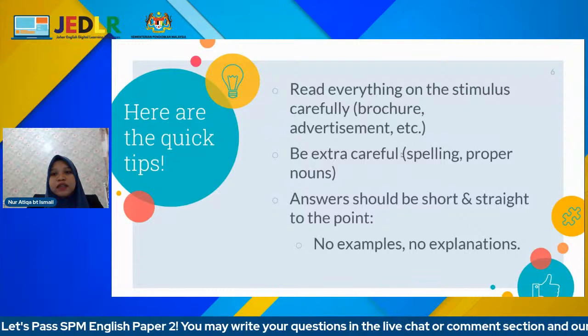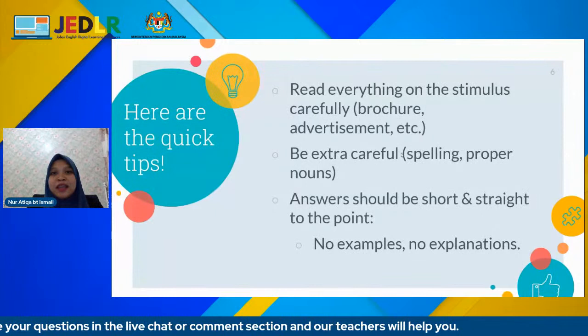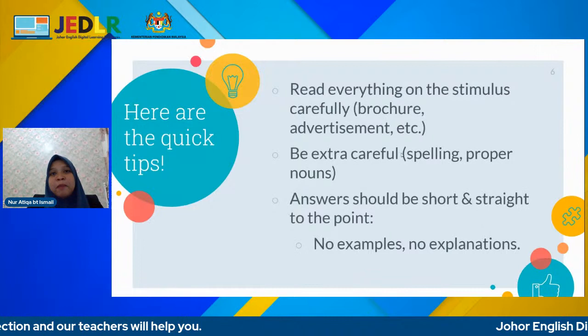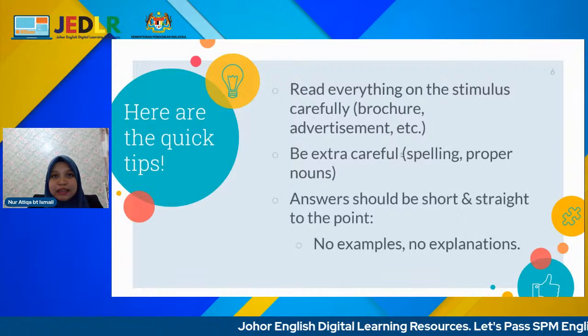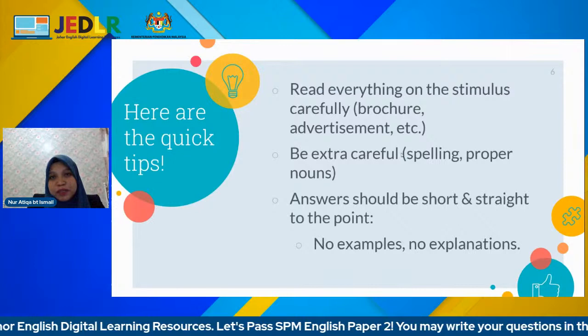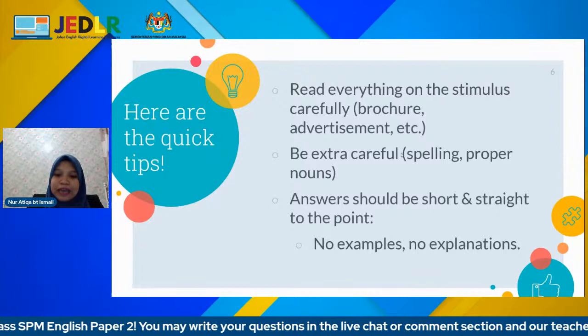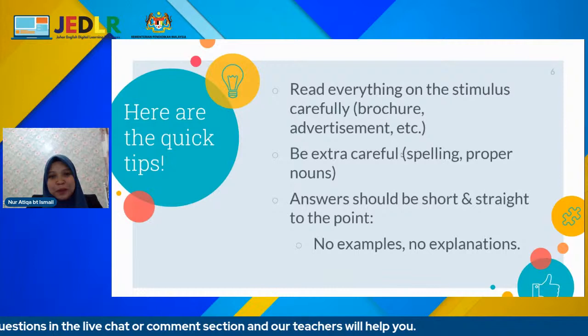What are proper nouns? Proper nouns in Malay we call them kata nama khas. For instance, if the answer is Kuala Lumpur, make sure you have that K capital letter, the others are small letter, and L is capital letter, the others are small letter. Kuala Lumpur, K huruf besar, and the others huruf kecil, and also Lumpur, L huruf besar, and the others huruf kecil. So be very careful on that.